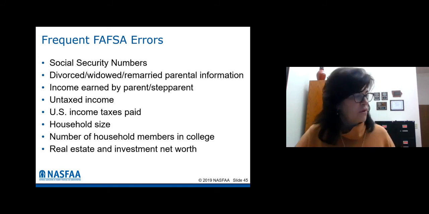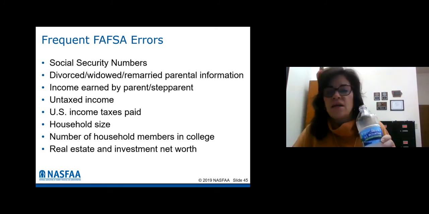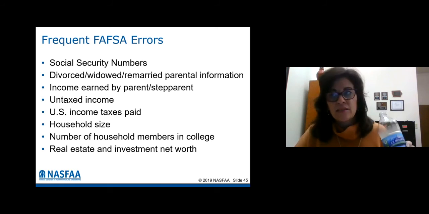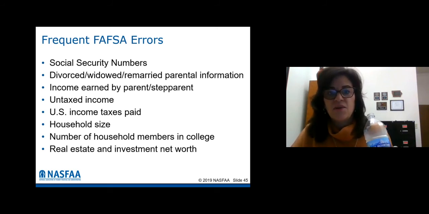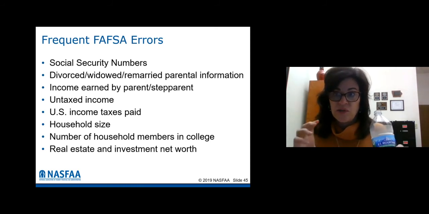Real estate would be if you own a second home or rental properties or things like that. It's not the home that you live in. And your investment net worth does not include your retirement accounts. So at Simpson, I have a 401k. I would never include the cumulative 401k amount, but I do have to include up there under the untaxed income bullet what I contributed in that year on a pre-tax basis.